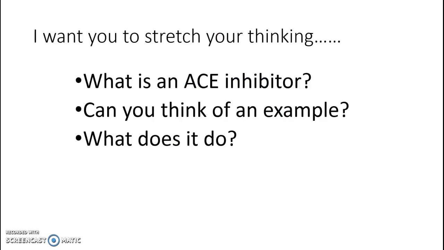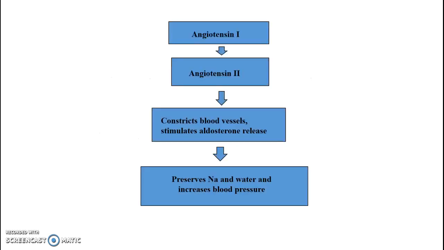So an ACE inhibitor inhibits angiotensin converting enzyme. Can you think of an example, something like lisinopril? And then what does it do? So let's go back here. It will block the conversion of angiotensin 1 to angiotensin 2. Consequently, this sequence doesn't occur and aldosterone is not released. Sodium is not retained. Not that no sodium is retained, but it doesn't cause additional sodium to be retained, so sodium is lost and water is lost. That helps someone's blood pressure go down. So that's how that ACE inhibitor works.